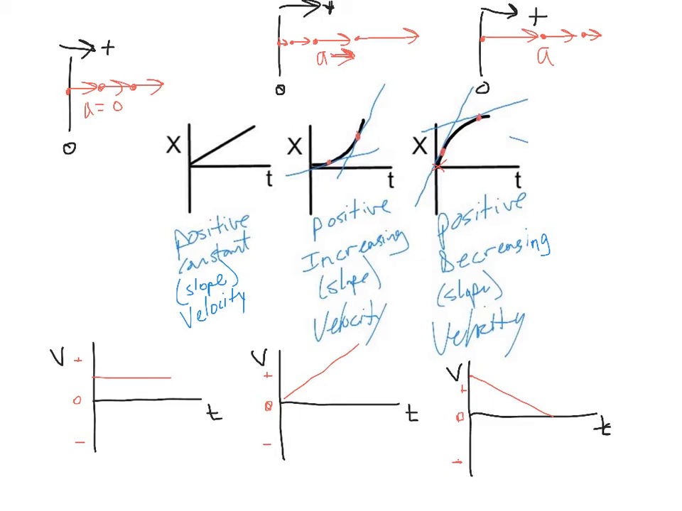Now look at this slope here. On this graph, we have a negative slope for the VT graph, a negative constant slope, which means our acceleration is negative acceleration. That's supposed to be a negative arrow. Oh boy, that's pretty bad. So, everybody got that? Does that make sense? Maybe? Hopefully? Okay. I'm going to the next slide.